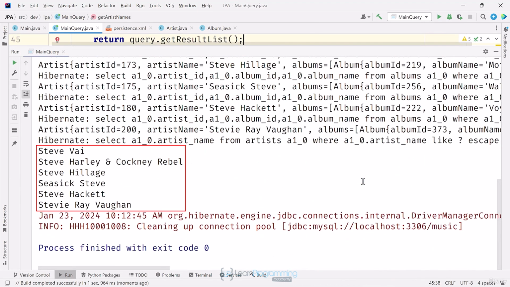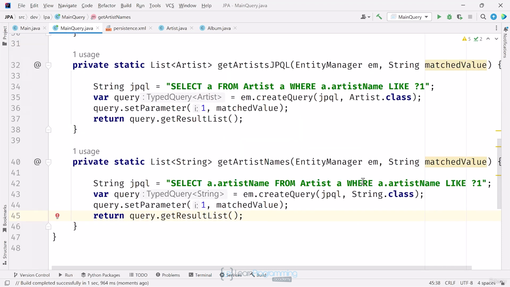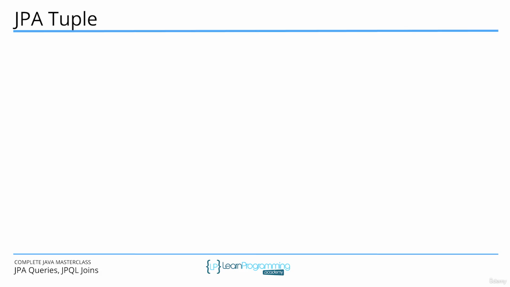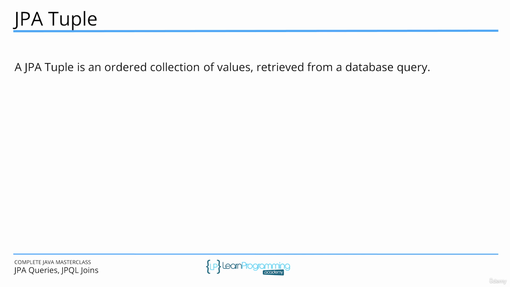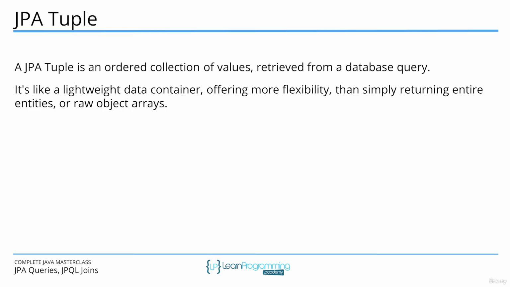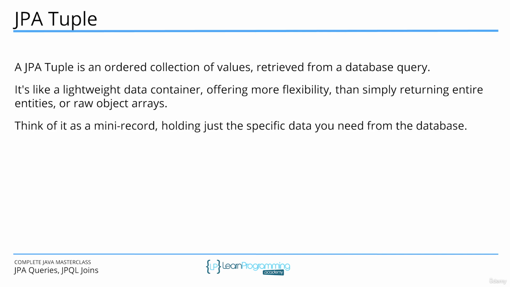Now I can see just the artist names, but I've lost the association with the artist entity. If you need to get multiple columns, this becomes even more complicated. Fortunately, you can use a tuple to retrieve these elements and map them back to your artist entity if you need to do that. Maybe you've heard of a tuple in other programming languages. In this case, a JPA tuple is an ordered collection of values retrieved from a database query. It's like a lightweight data container, offering more flexibility than simply returning entire entities or raw object arrays. You can think of it as a mini record holding just the specific data you need from the database without the overhead of full entity objects.